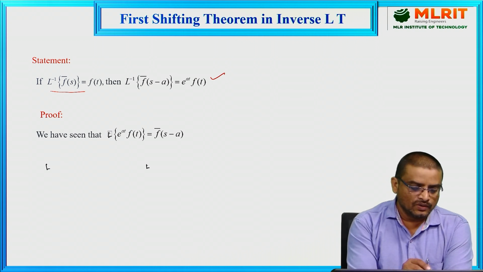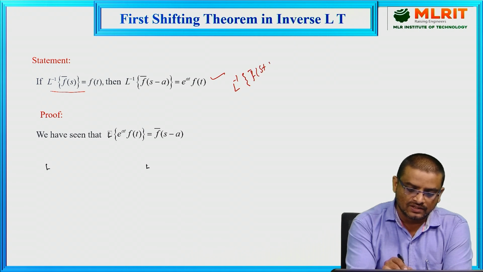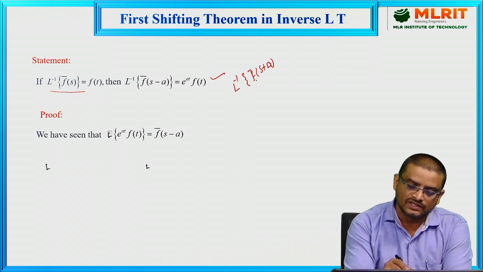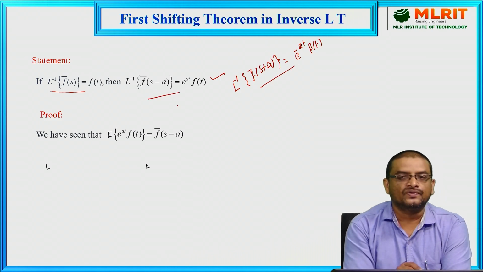We have another statement for this shifting theorem here. We can take it as L inverse of f bar of s plus a. Whenever the function is in terms of s plus a, then that inverse Laplace transform is given by e power minus at into f of t. So these are the two statements of the first shifting theorem in the inverse Laplace transform.